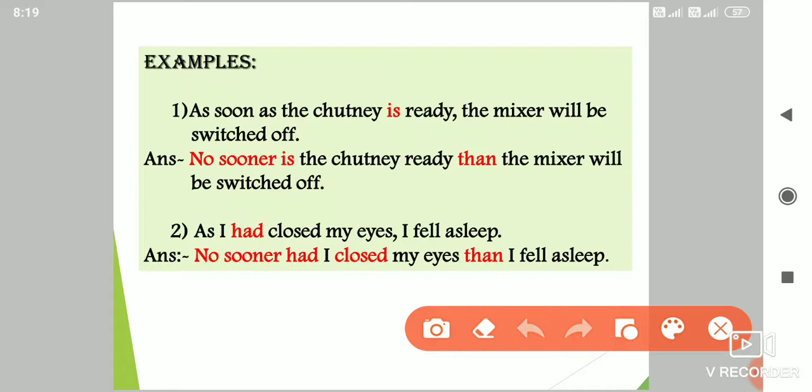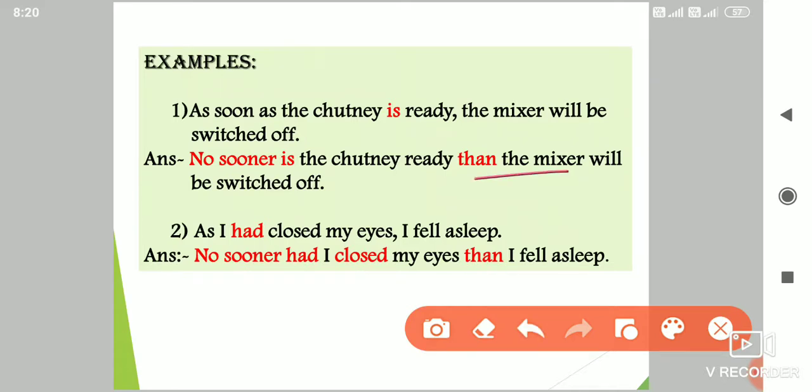In the next sentence, as I had closed my eyes, I fell asleep. Here also a helping verb is already given, had, and as soon as is not there, only as is given. But instead of as, because this is the first action, we have to write no sooner, and the helping verb had as it is. No sooner had I closed my eyes than I fell asleep. In this way, we can change or transform the sentence by using no sooner than for these examples.